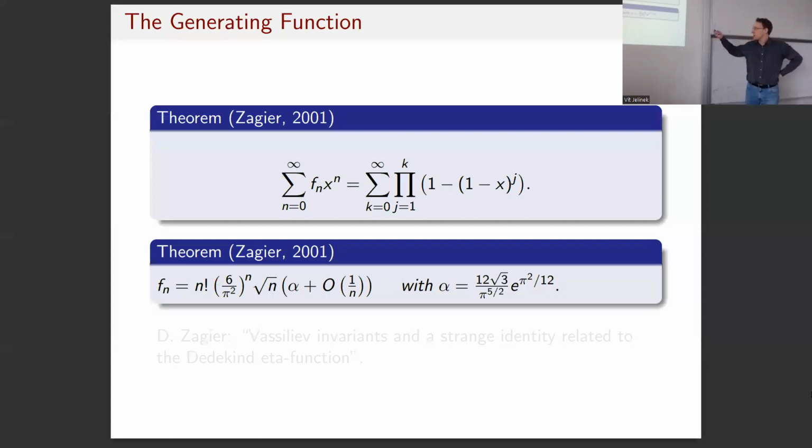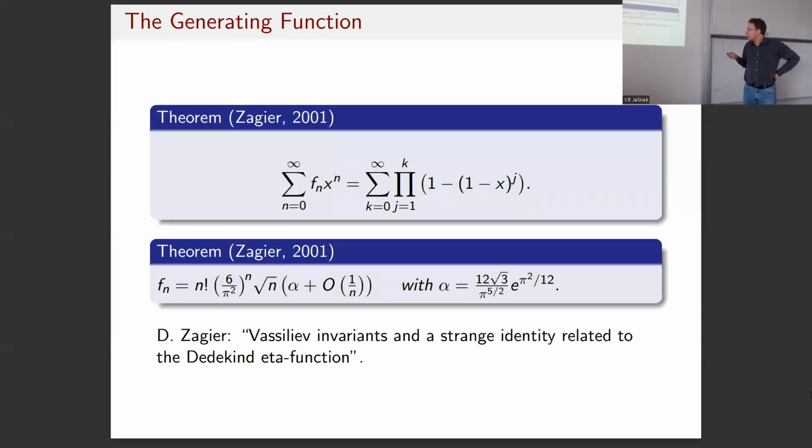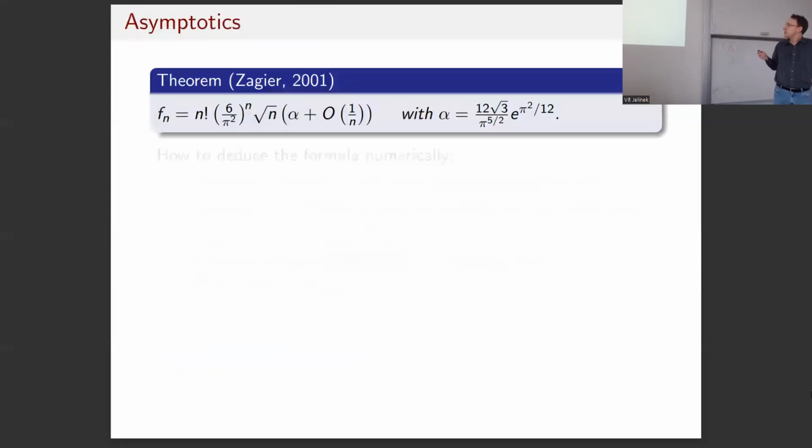And the arguments used to derive this asymptotic were quite involved and quite tricky, and used rather advanced tools from analytic number theory. And already the name of the paper where all this appears, Vassiliev invariants and a strange identity related to the Dedekind eta function, should somehow give you a feeling that this is not really an elementary proof. And I will not be showing you this proof either. Instead, I will show you something else.